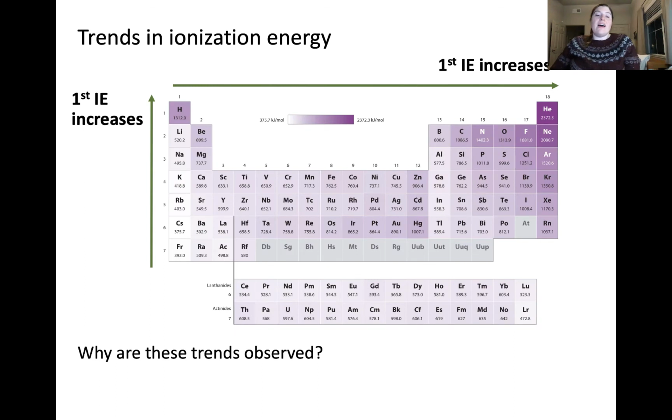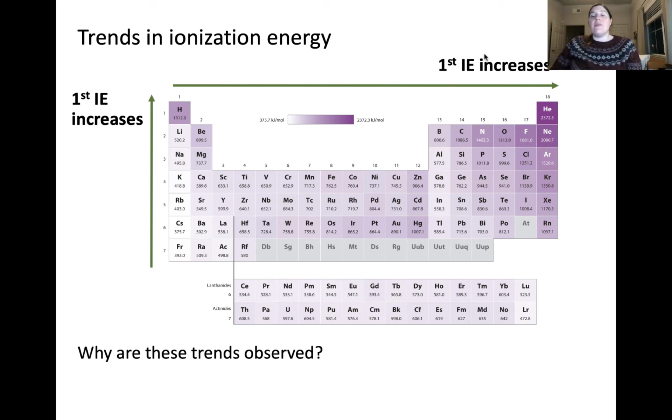So let's look at the color-coded periodic table where darker values correspond to higher first ionization energies and lighter values correspond to lower first ionization energies. Generally speaking, you can see that the first ionization energy as a trend increases when moving from left to right, as well as it increases moving from the bottom of a column of the periodic table to the top. So again, let's focus on why this trend exists.